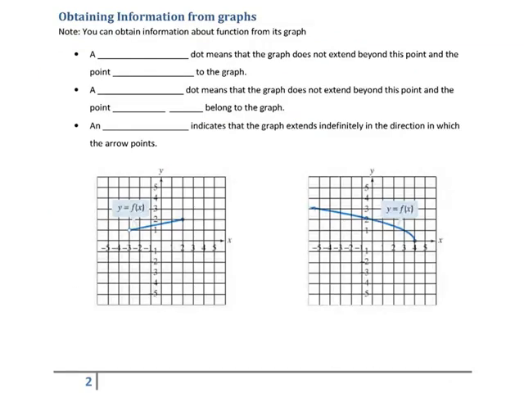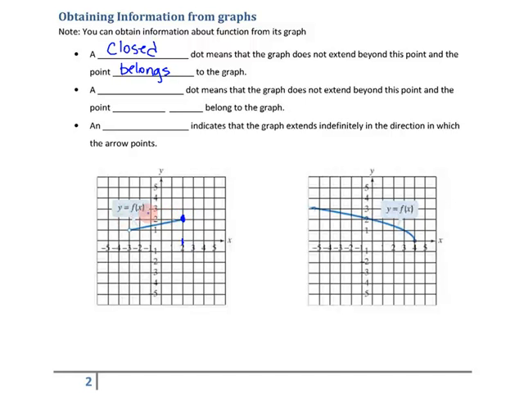It is important at this point that I make a note about some of the ways that your textbook and your online homework will draw graphs so that you can obtain certain information from the graphs. In some pictures you may see a closed dot at the end of a line, and anytime you see a closed dot at the end of a line segment like that, that means that the graph does not extend beyond this point and that the point belongs to the graph. It's included.